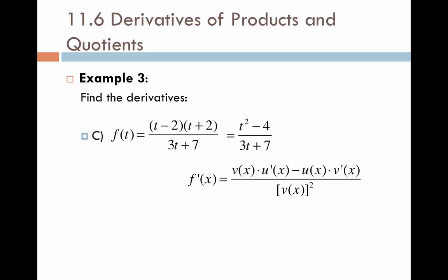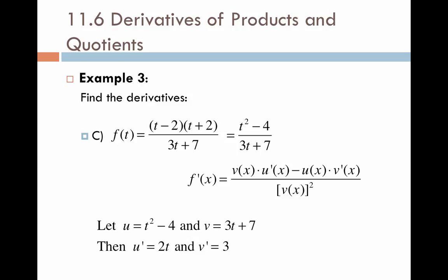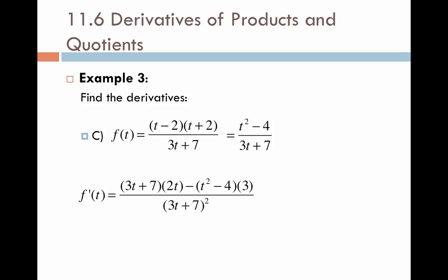So there's my quotient rule. So now I have to denote what u is and what v is. U is always the numerator, so t squared minus 4, and v is the denominator, so 3t plus 7. Then I need to take the derivatives of those to get u prime and v prime. U prime equals 2t, and v prime equals 3. Now that I have those, I'm going to plug those into the formula. There we are. So this is my v times u prime minus u times v prime over v squared.